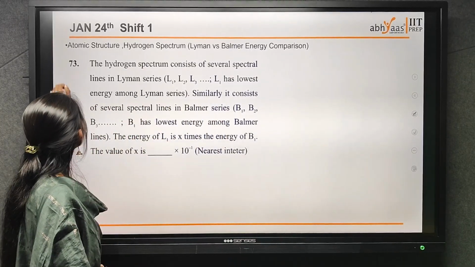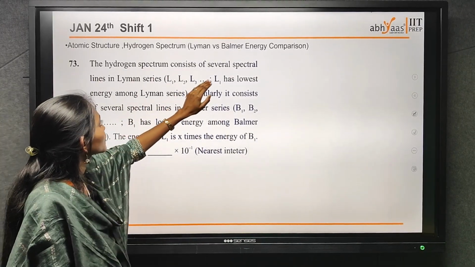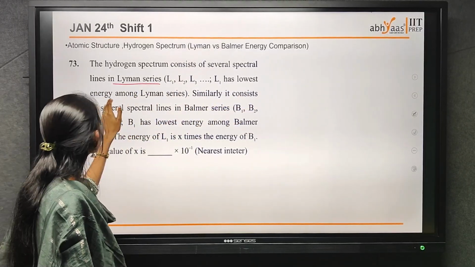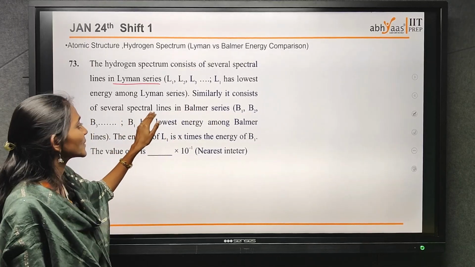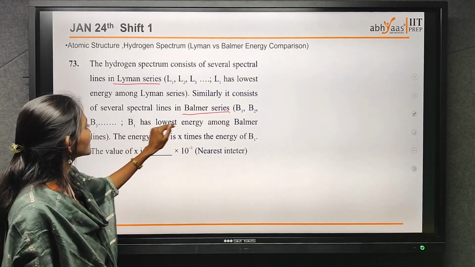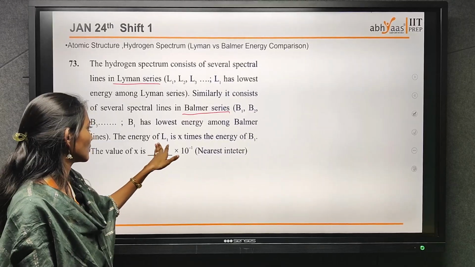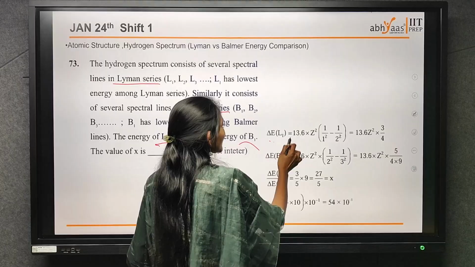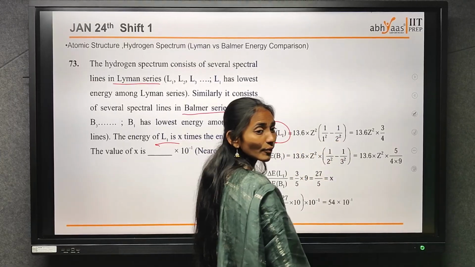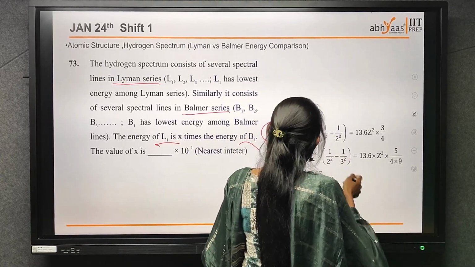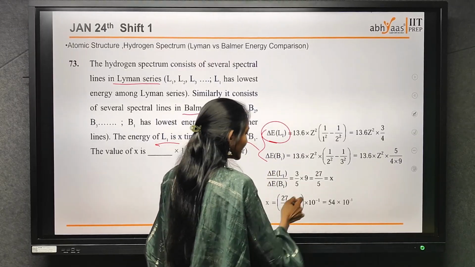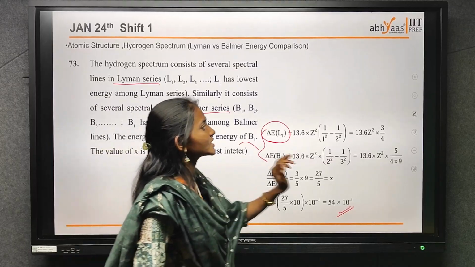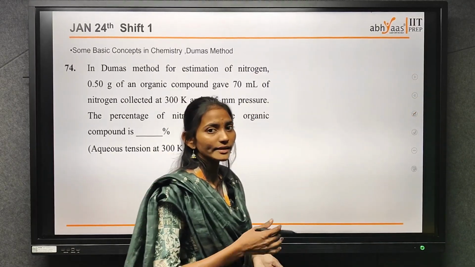And moving on to next question, atomic structure. The hydrogen spectrum consists of several spectral lines in Lyman series, that is L1, L2, L3 and so on, has lowest energy among Lyman series. Similarly, it consists several spectral lines in Balmer series. They are asking about the lowest energy among Lyman and Balmer. If you see the formula, for L1 and L2, delta E, if you substitute 1/n1 squared minus 1/n2 squared, you are getting this, right? If you calculate, you are getting this much is your answer, which is 54. So here the numericals are lengthy and calculation is taking time, right?